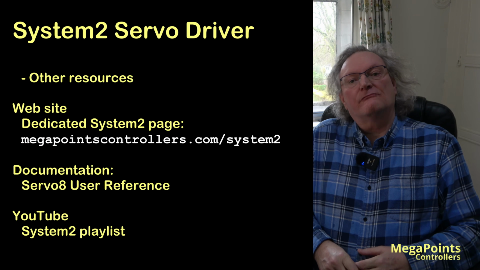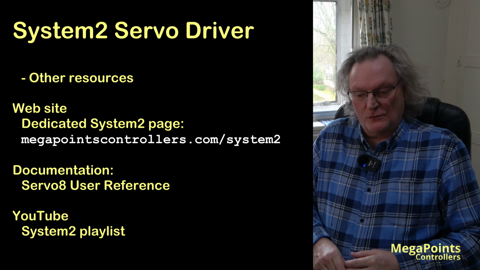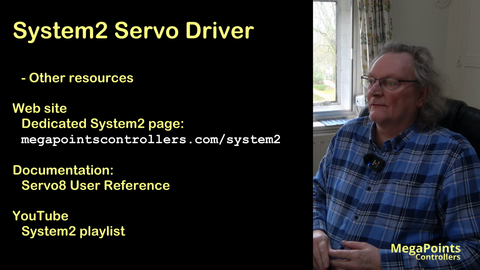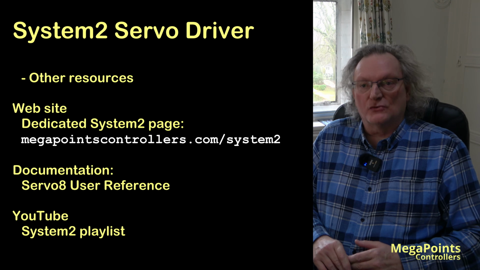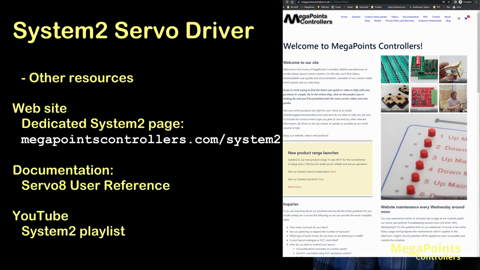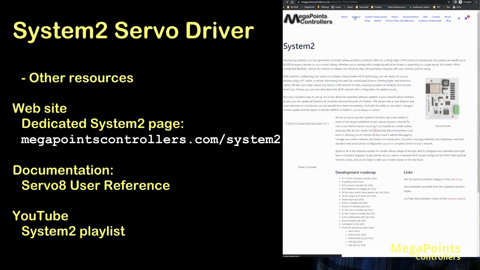First of all, let's look at the resources available for your System 2 products. We have the primary source, which is the website. There's a dedicated landing page. So if you go to megapointscontrollers.com/system2, it'll take you to this page, and you can read about some generic overall information as well as our development roadmap. The important thing are the links at the bottom right.